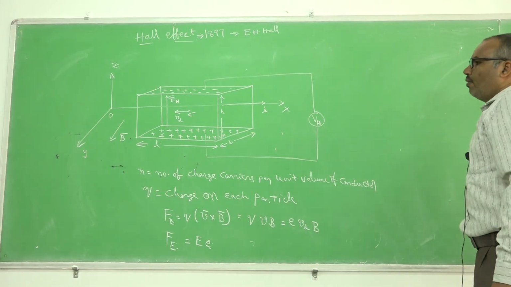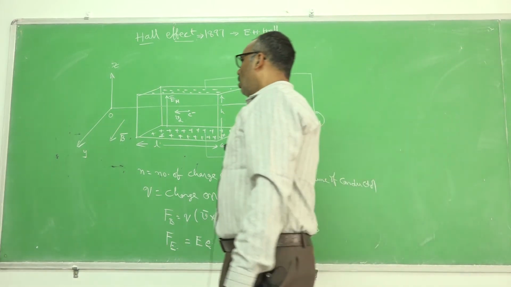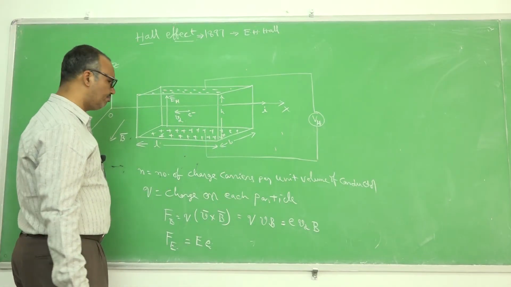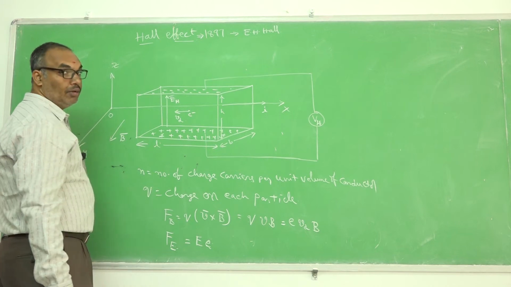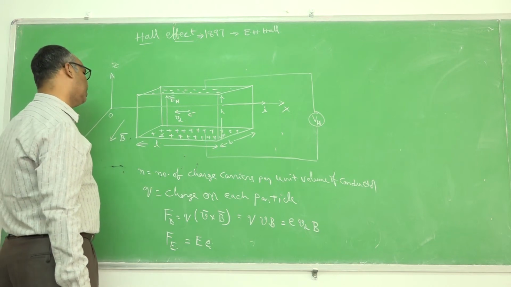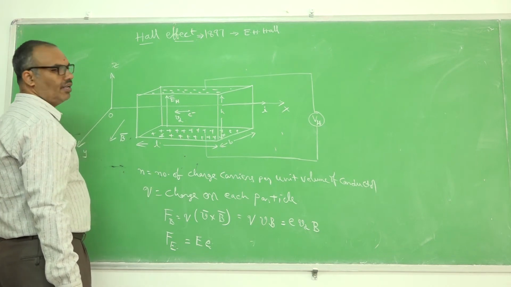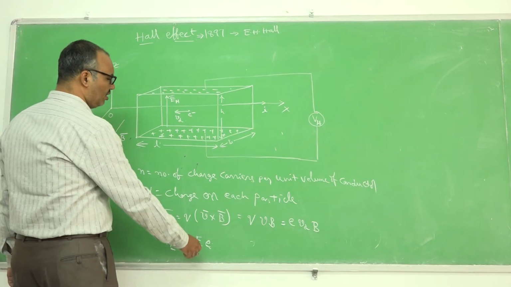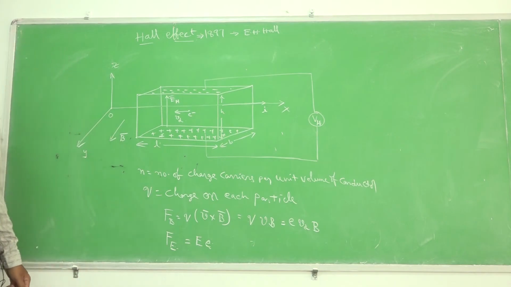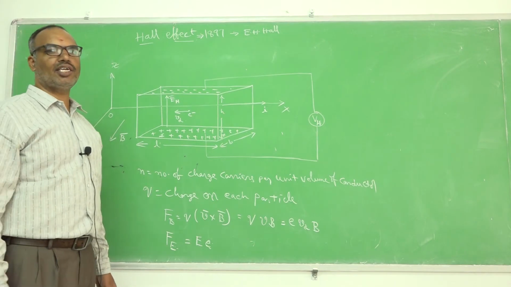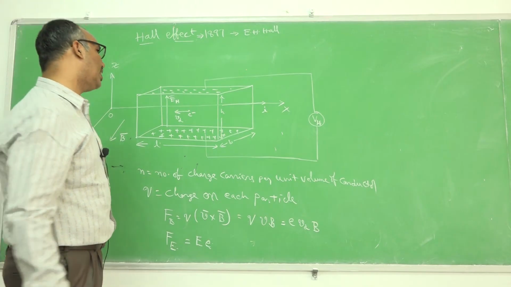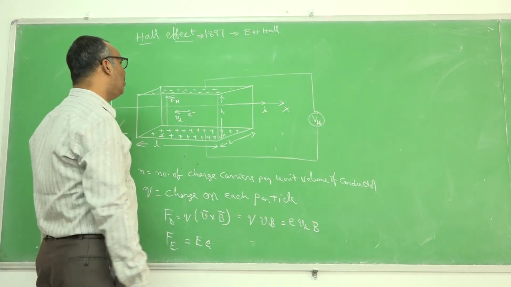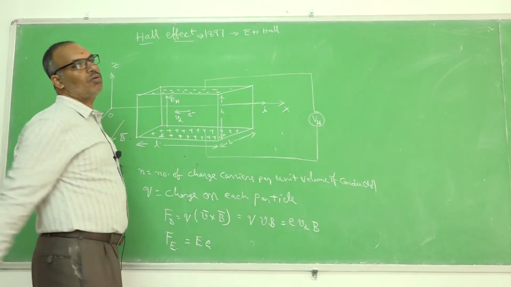Because of the magnetic field, the charged particle should get a motion in a curved path. We already discussed the concept of motion of a charged particle in electric field and magnetic field. The magnetic field will try to move the particle in a circular path, while the electric field will try to make the particle move in a parabolic path.